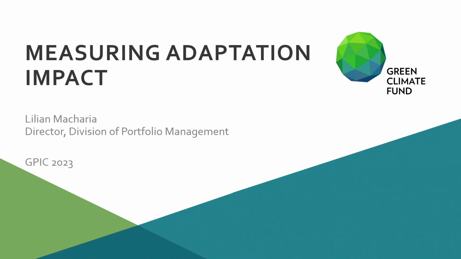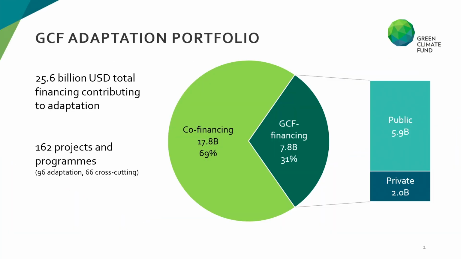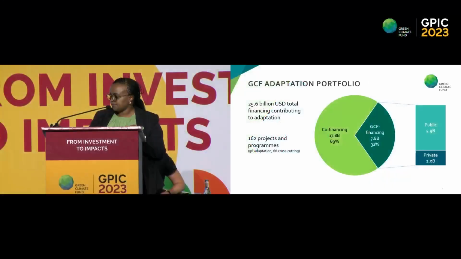As you know, the Green Climate Fund has grown significantly. Currently, we have a portfolio of about 228 projects, which have benefited from about 12.8 billion worth of GCF funding. Out of that, about 31% is our adaptation portfolio, which is comprised of about 162 projects. We have about 25.6 billion worth of investment, and GCF has contributed about 7.8 billion.